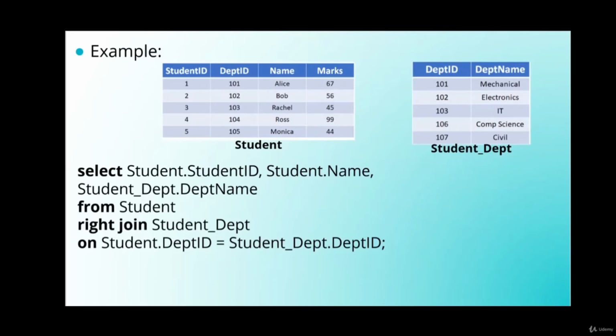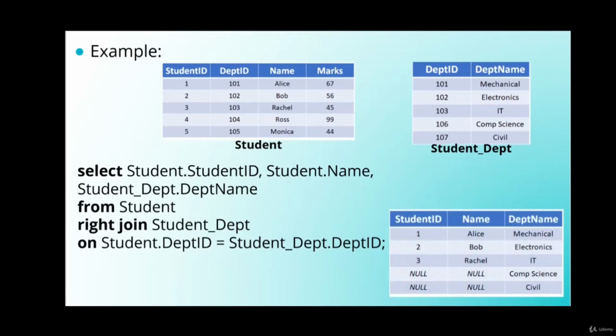So it will display all the records from the selected columns of the right table. In this case, from the right table only department name is selected. So it will display all the department names and will find out the student names and IDs belonging to that department with the help of the common column, that is department ID. Here, computer science and civil have department IDs 106 and 107, which do not correspond to any student name or ID. So it has displayed null values.